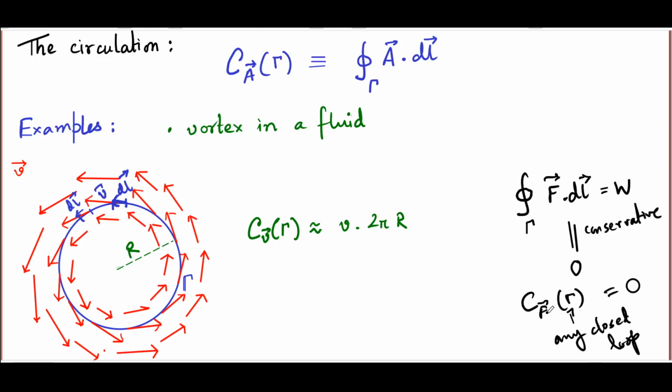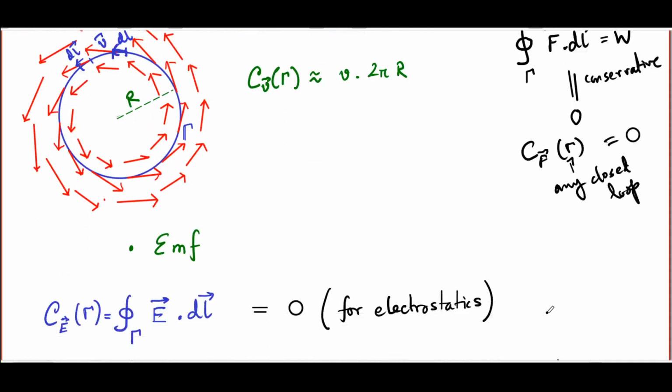Now, this distinction between conservative and non-conservative forces plays a very important role in electrodynamics. In electrostatics, the electric force, the electrostatic force that occurs between static charges, happens to be a conservative force. And as a result, this force has zero circulation. And the electric field, which is basically this force acting on a unit charge, also has zero circulation. So in electrostatics, what we get is that the line integral of E dot dl over a closed loop is zero. And this is what we actually call potential difference.